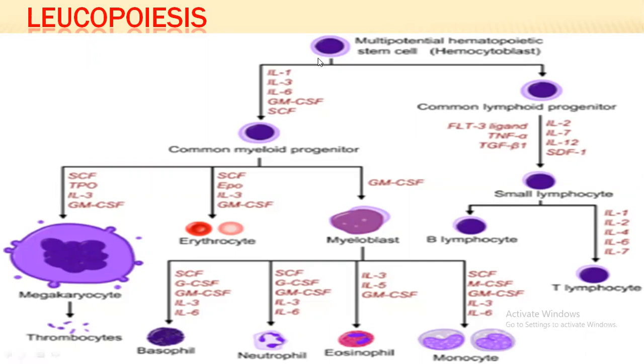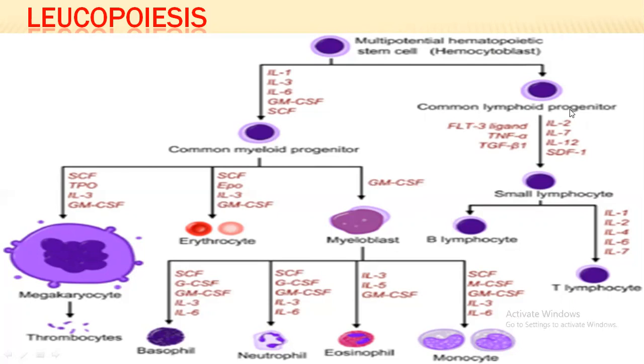So you can see here there are factors like interleukin 1, 3, 6. Then you have granulocyte-monocyte or macrophage colony stimulating factor, stem cell factor, that stimulate the hematopoietic stem cell to become the common myeloid progenitor cell. The common myeloid progenitor cell, under these factors, can become erythrocytes. So this we already discussed. But under the influence of granulocyte-monocyte colony stimulating factor, it will differentiate into myeloblasts. And these myeloblasts, with different combinations of these factors, can become the basophil, neutrophil, eosinophil, or monocytes.